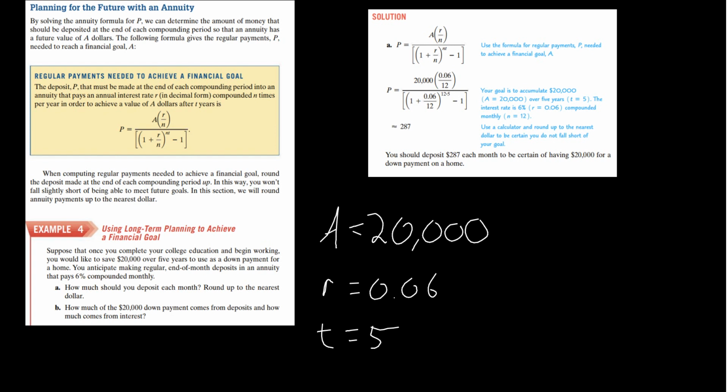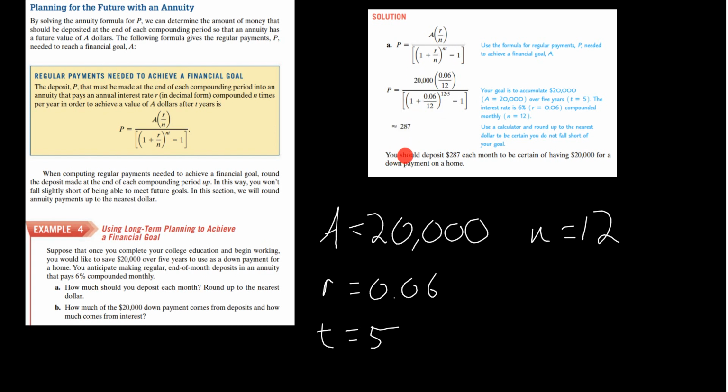Where else are we at? Down payments. Oh, there it is. End of month deposit and compounded monthly. Okay, so we're compounding monthly. So n is going to be 12, right? Because again, there's 12 months in a year. I got 4 out of the 5 variables, and then you just plug and chug. So again, looking at this particular formula, what does this tell us?